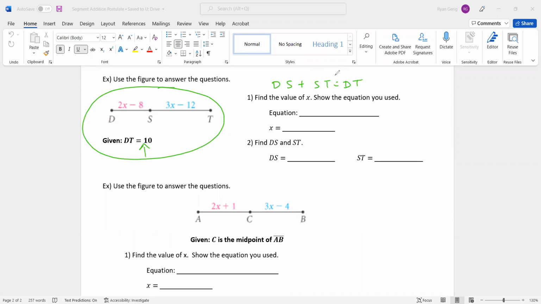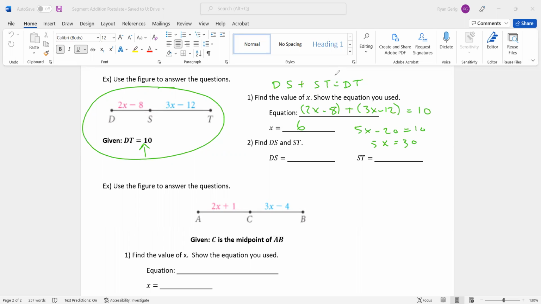Well, let's replace stuff that we have. So DS is 2x minus 8 plus ST, which is 3x minus 12, equals DT, which I told you was 10. Now I can solve that, right? 3x plus 2x is 5x. -8 plus -12 is -20. Add 20. I get x equals 6.